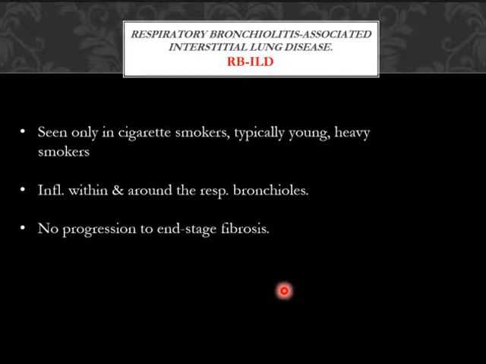Respiratory bronchiolitis associated interstitial lung disease is seen in cigarette smokers, heavy smokers. They are typically young. It is characterized by inflammation within and around the respiratory bronchiole, but there is no progression to end-stage fibrosis.